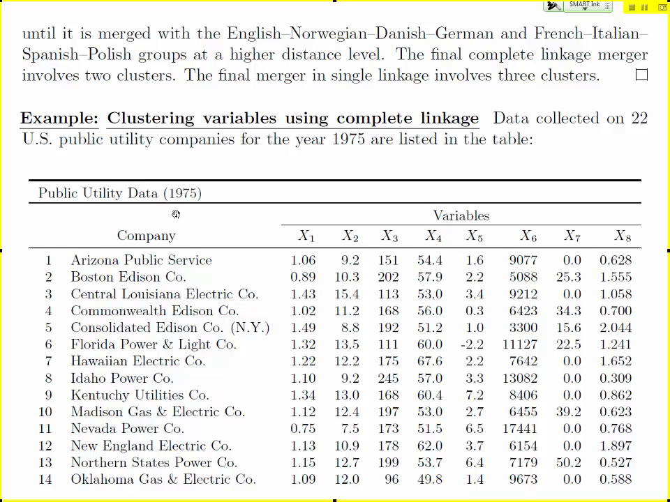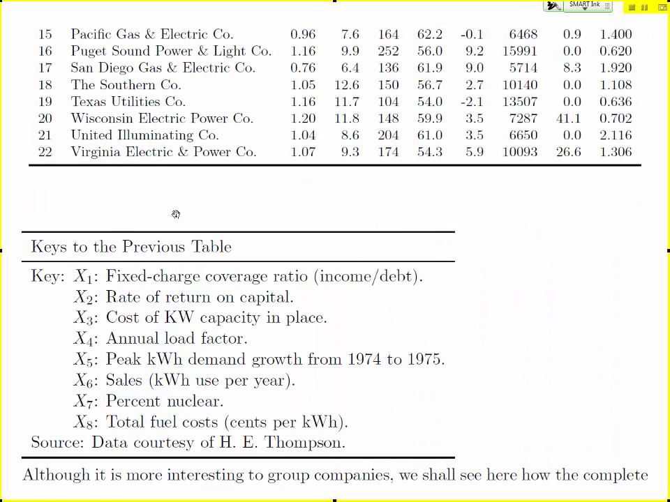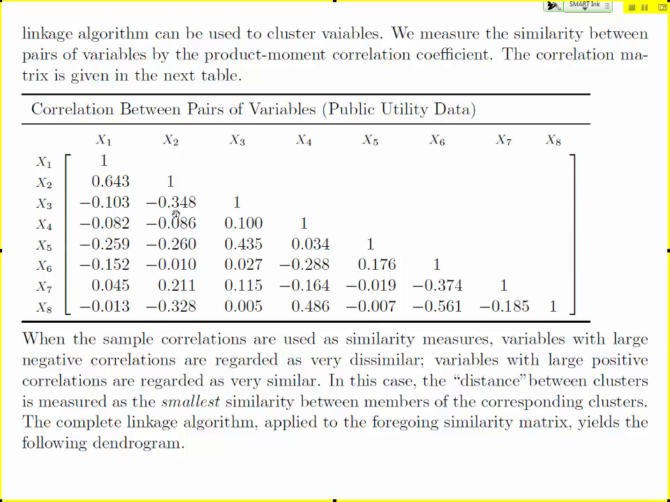So I want an 8 by 8 distance matrix for variable to variable similarities. And we're going to define similarity in terms of correlation. This is the sample correlation matrix for these data, for the 8 variables. Because I want to group the variables together in ways where they're similar to each other. So let's define similarity in terms of positive correlation. Strong positive correlation.